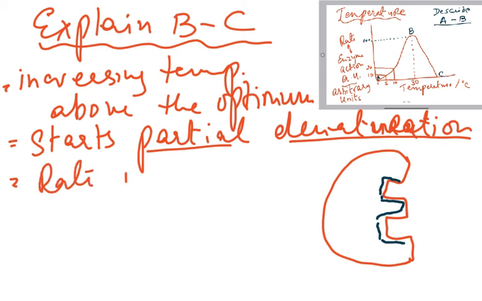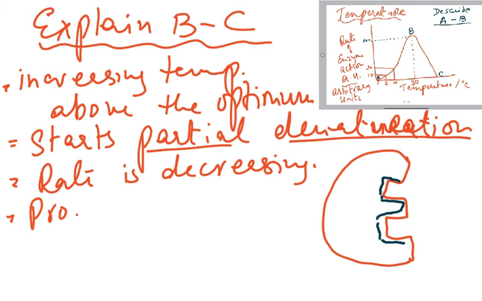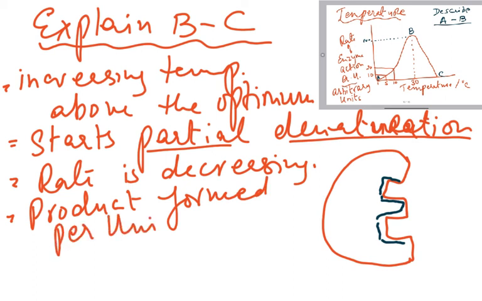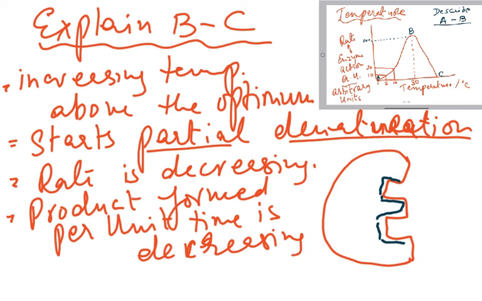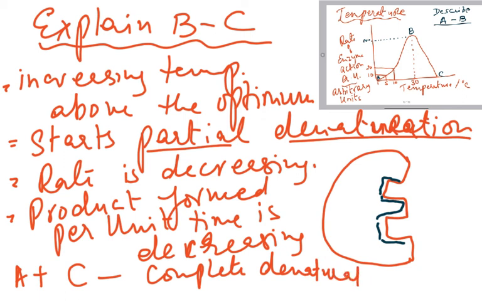Rate is decreasing. So product formed per unit time is less. Product formed per unit time is decreasing, and at C is complete denaturation. Complete denaturation, all the active sites have now lost their shape and the substrate no longer fits.